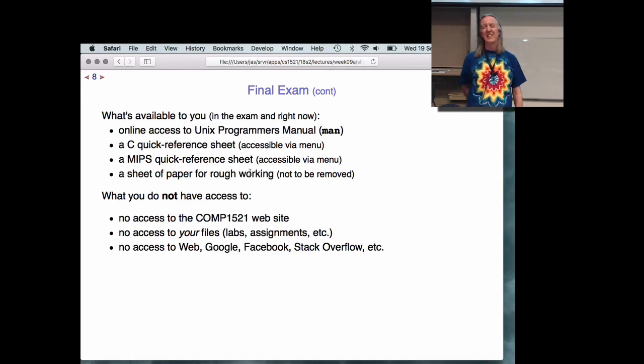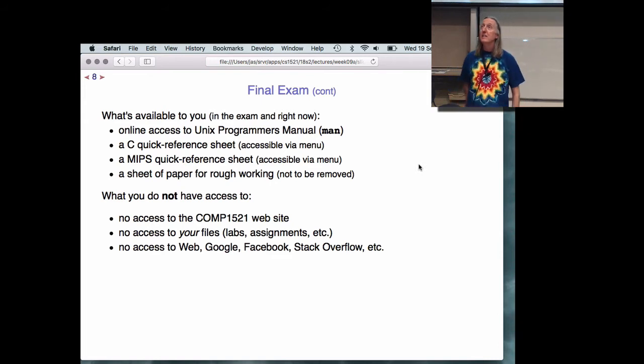You don't really need to do a lot of rough working for this. Some people like to draw diagrams and things, so you can use it for that. But there are calculators on the workstations, so if there's any calculation required, you can use them. You don't have access to all of this stuff.